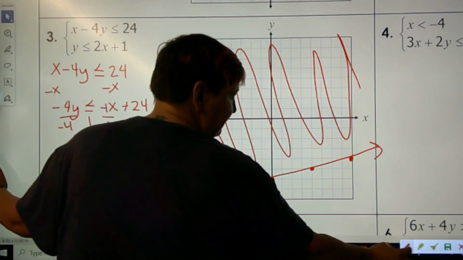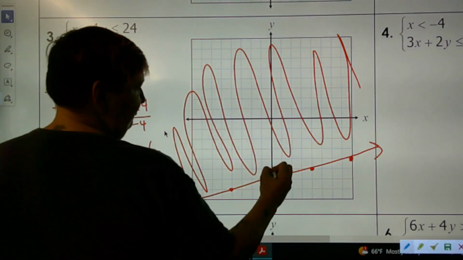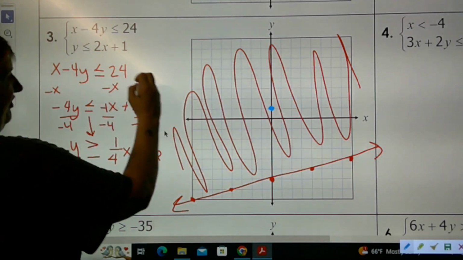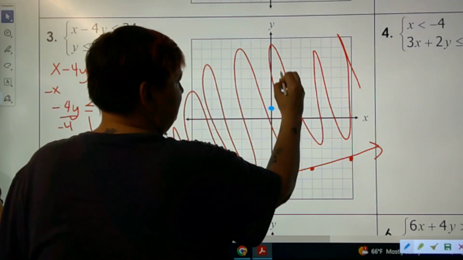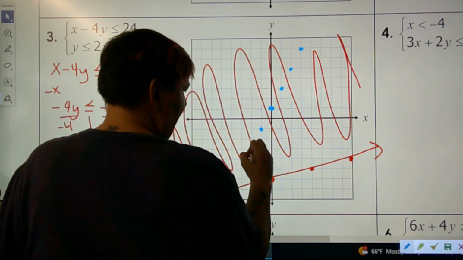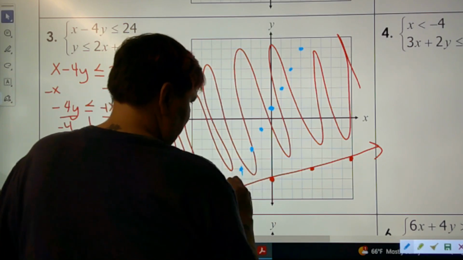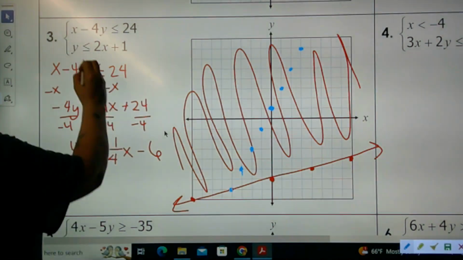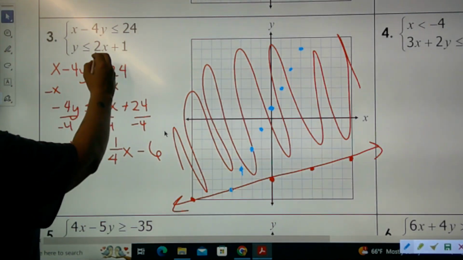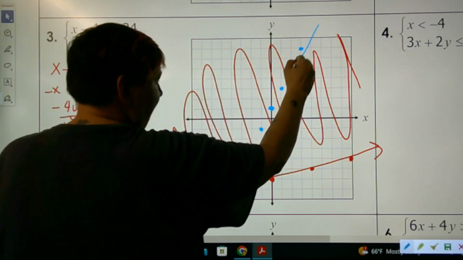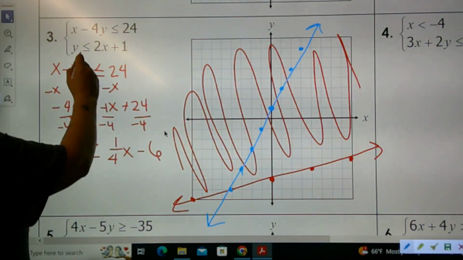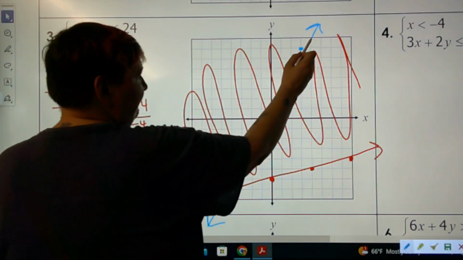My next inequality goes at positive 1. And it goes 2 up, 1 right. Or 2 down, 1 left. All right? This one is also equal to, so solid line, because it does include the numbers on the line. And it says less than, so we're going to shade less than.